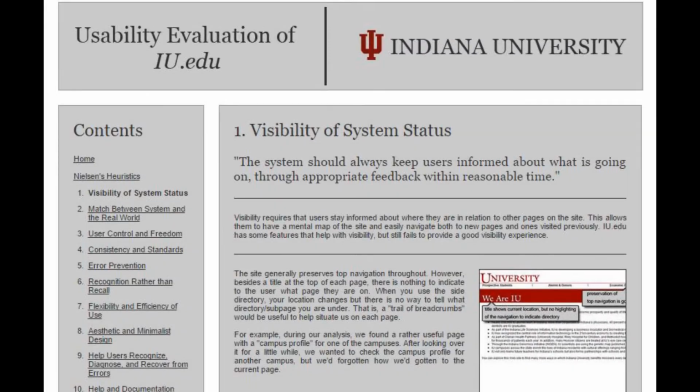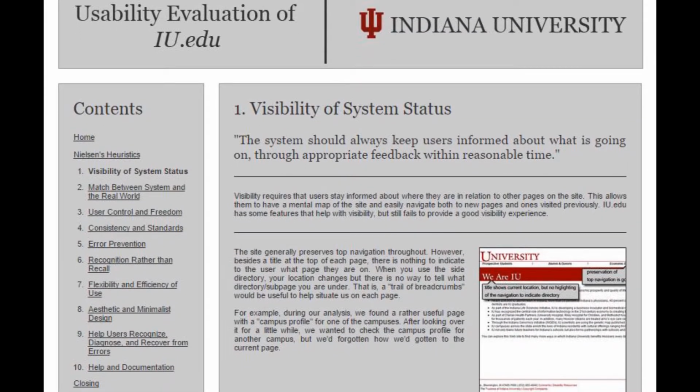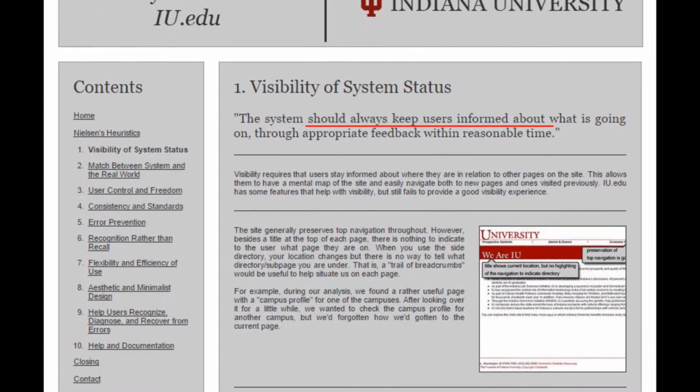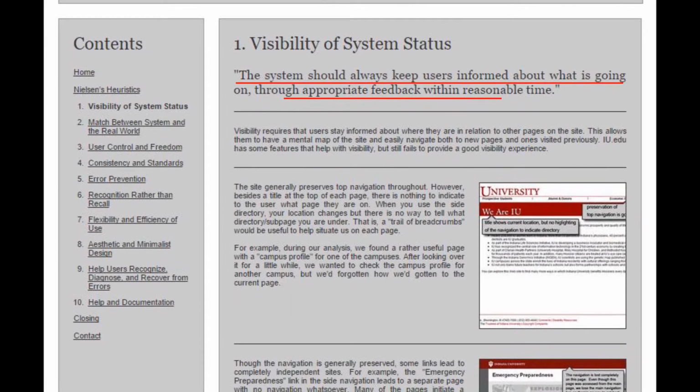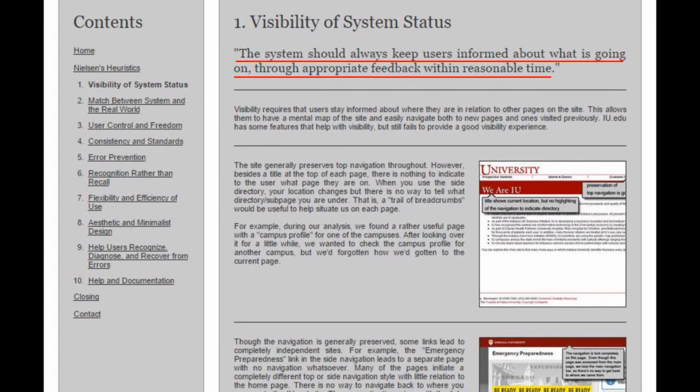Today, in this short podcast, I want to talk about the importance of visibility of system status when it comes to visual communication. On the official website of Indiana University, the system should always keep users informed about what is going on, through appropriate feedback within reasonable time. Since this podcast is about visual communication, I will focus more on visual-related problems.